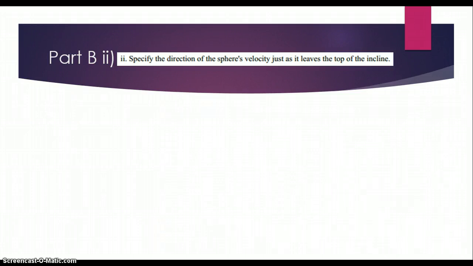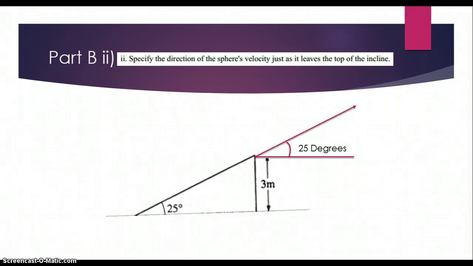And part B2 asks us to specify the direction of the sphere's velocity just as it leaves the top of the incline. Realizing that there's no force other than gravity acting on it the second it leaves the incline, the sphere is going to continue at a 25-degree angle from the horizontal, as you see in our diagram right over here.